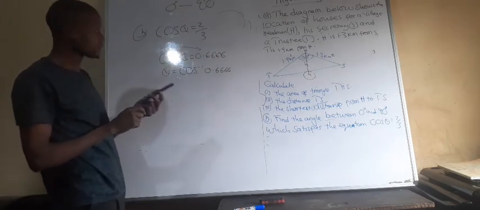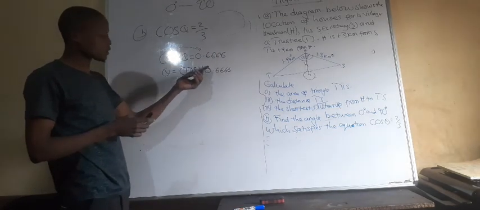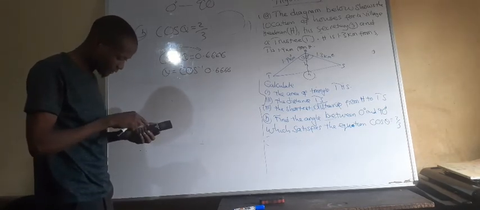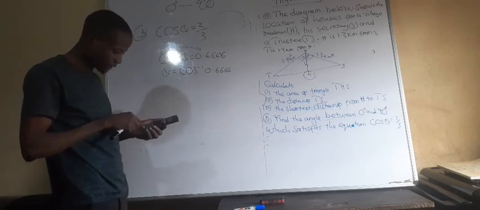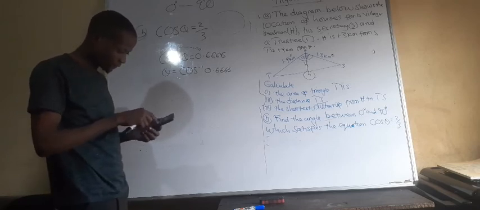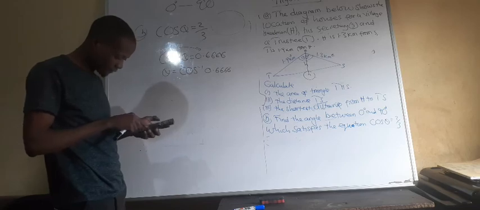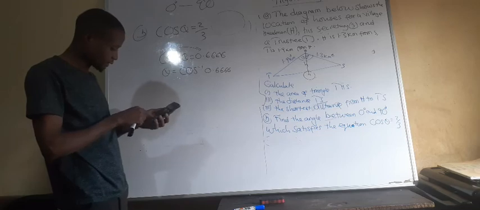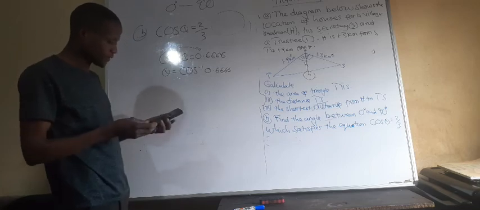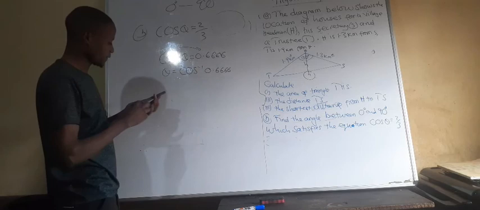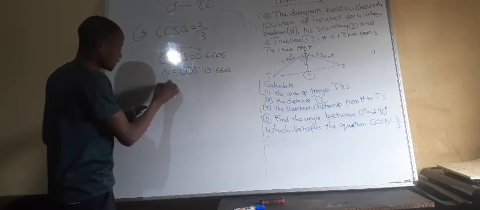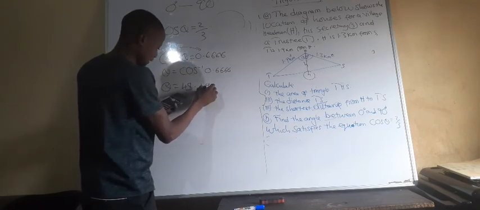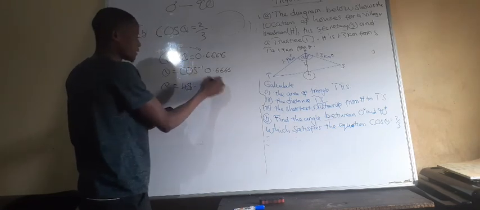So go and press shift, and the place where there is cos, it will give you cos inverse. So I'll go on my shift and press cos, and it gives me inverse. So shift cos inverse, then write 0.6666, it gives me 48 point. So theta is equal to 48.19. Numbers continue going, that is degrees.